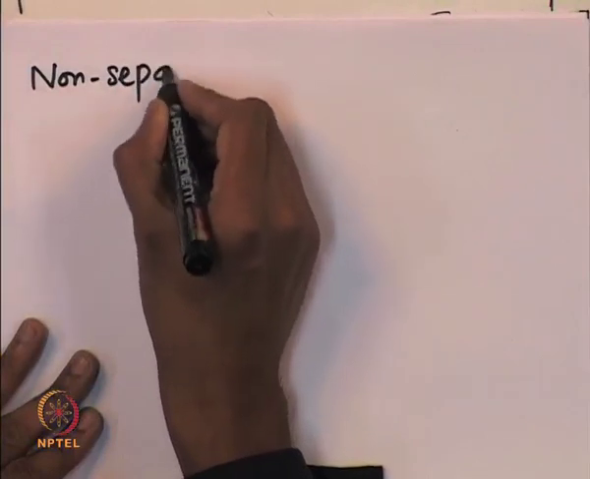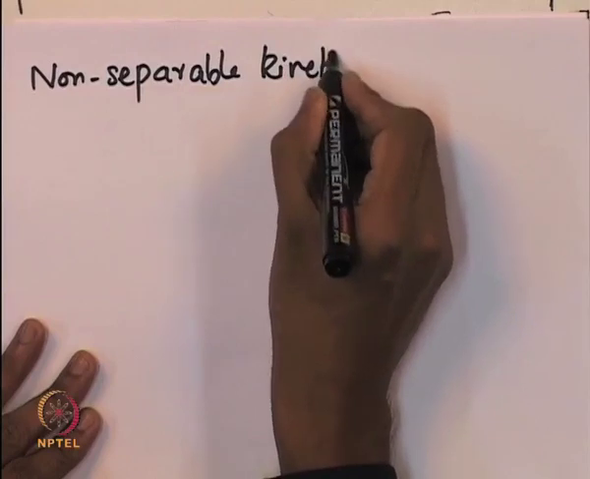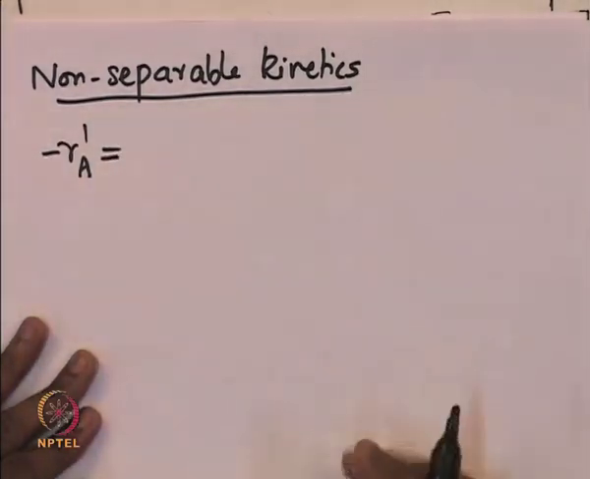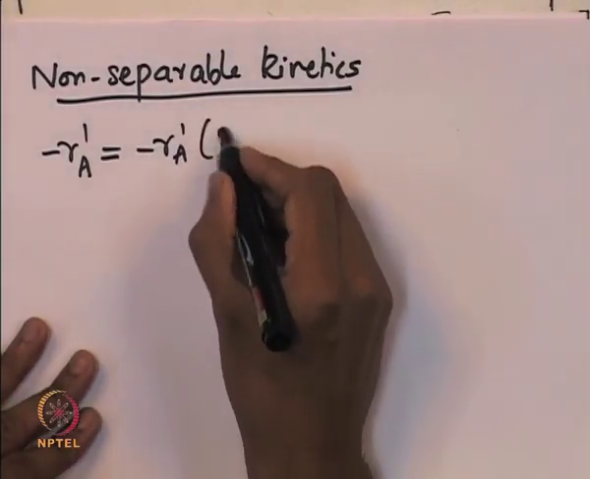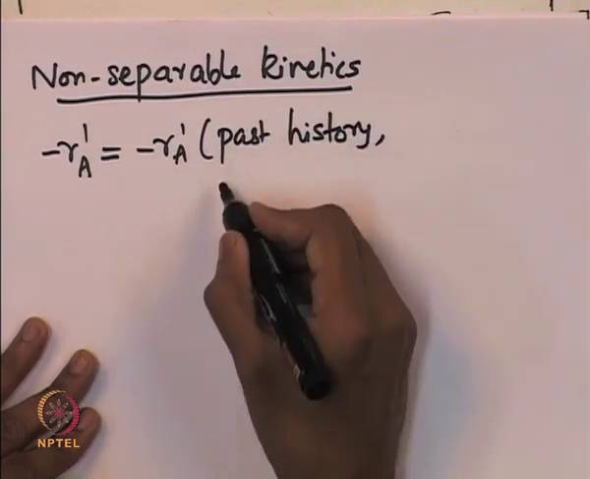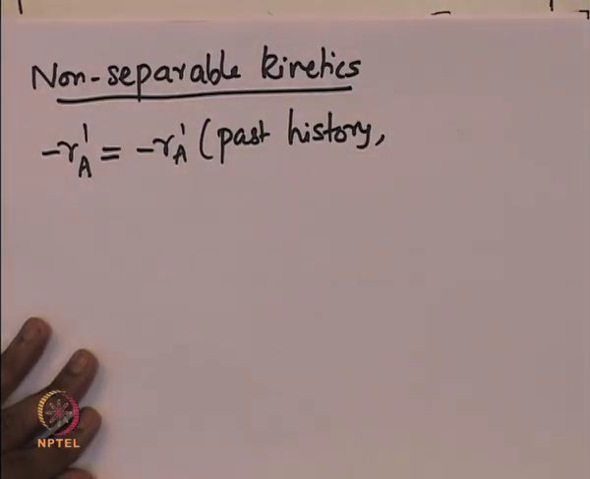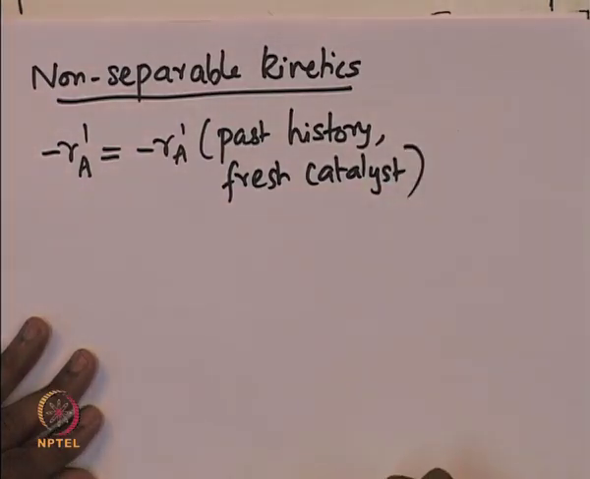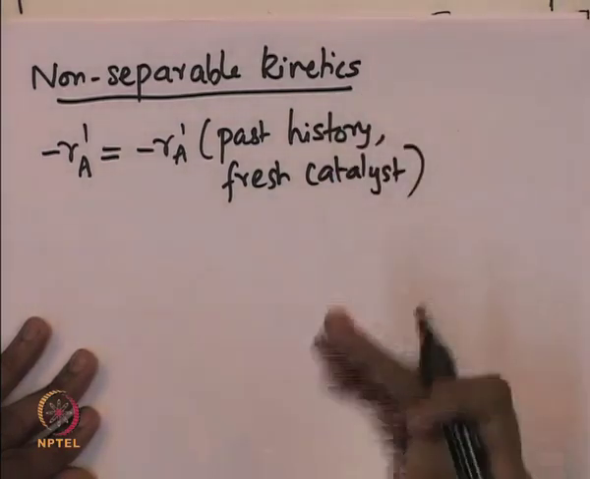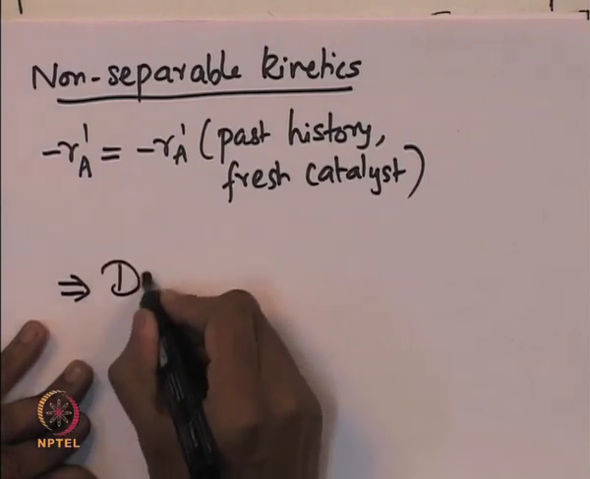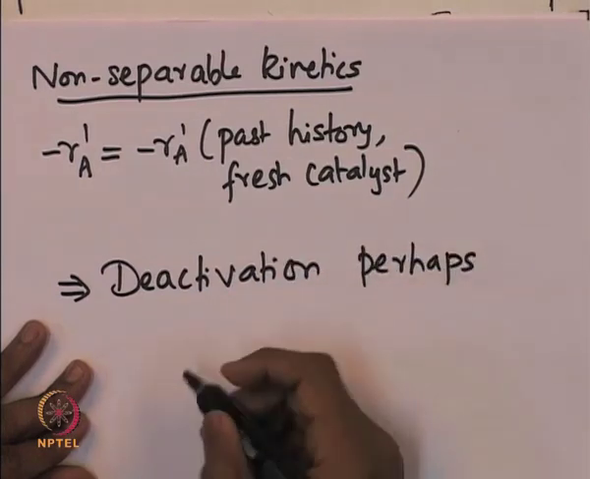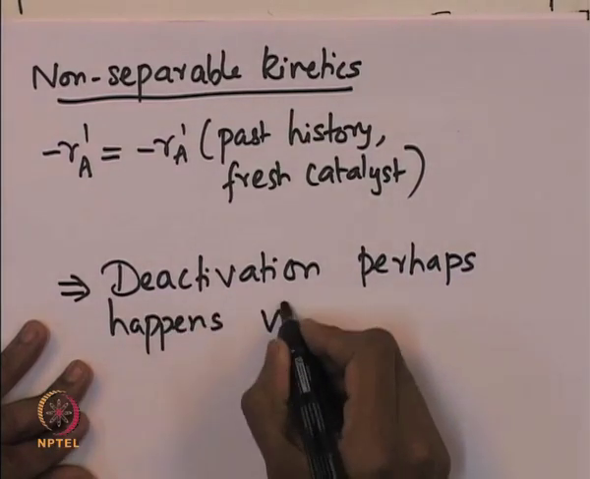Now, what happens in the non-separable kinetics case? The net reaction rate, the rate at which the species A is being consumed, is now dependent both on the past history and the rate as if the catalyst was not deactivated, that is, the rate if the catalyst were a fresh catalyst. So, it depends both on the nature of deactivation simultaneously along with the actual reaction rate of the catalytic reaction, which suggests that the deactivation perhaps happens via many elementary steps.